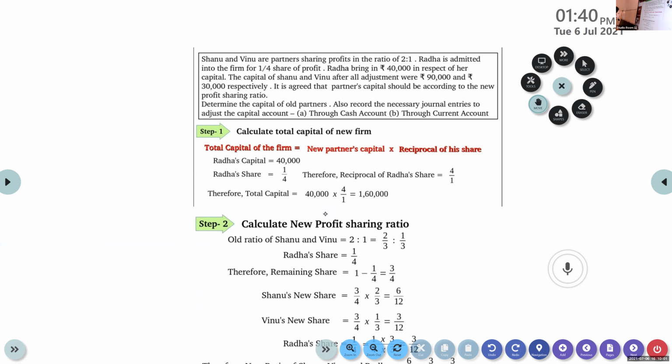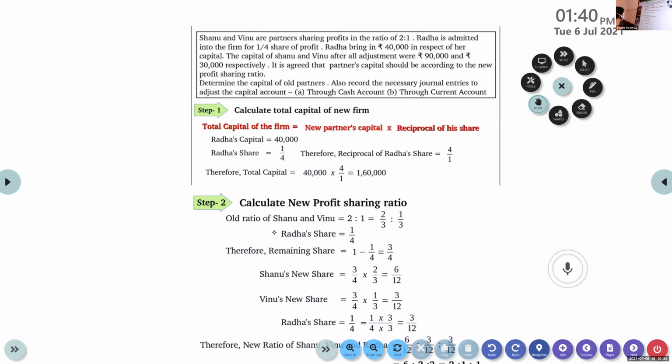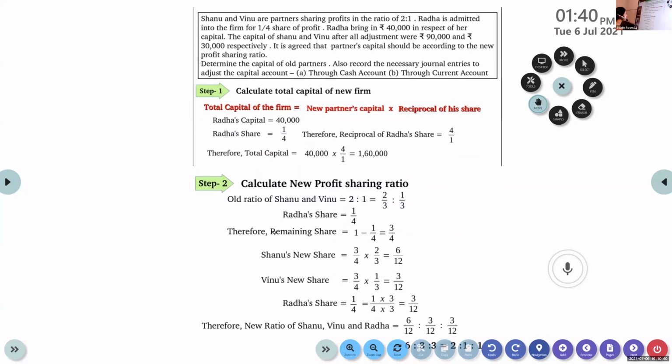but still the calculation is shown. Consider the total profit as 1 minus 1/4, which gives 3/4. 3/4 into 2/3, that is the new share of Shanu. And 3/4 into 1/3 is 3/12. You know this, the calculation of the new profit sharing ratio. And after all, it is not required to do all these calculations. It will be the same as the old ratio.